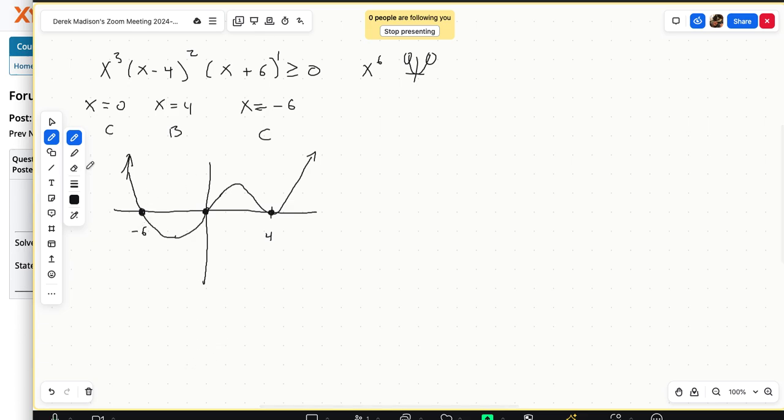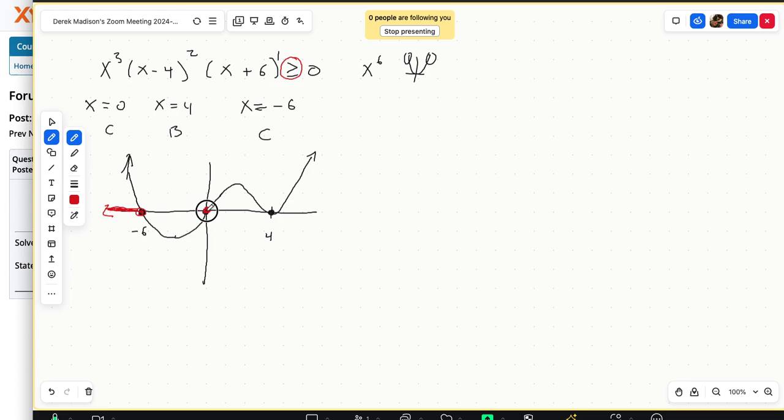Once I have that, let me change colors here. Make it red. In this one, we're looking for greater than or equal to 0. So all the places that this graph is above the axis, that's my solution set. So if I put in negative 7 into this equation, it's some calculations to do, I don't know what it is, but it's going to come out positive because the graph is above the axis, and a positive number is greater than 0. So that means my solution set is going to be right here, including that endpoint.